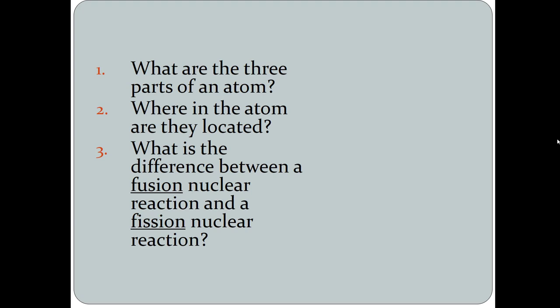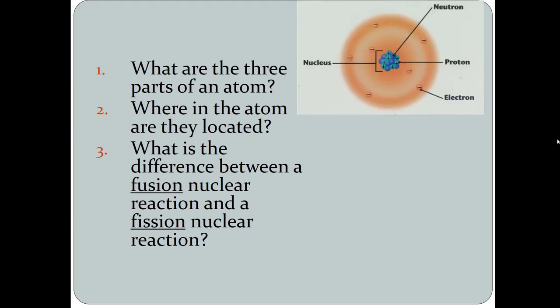What are the three parts of an atom? They are protons, neutrons, and electrons. And where are they located? The proton and the neutron are located in the nucleus, and the electron is located outside the nucleus.